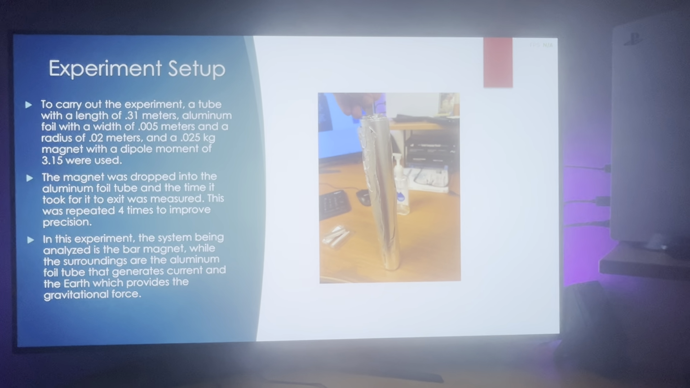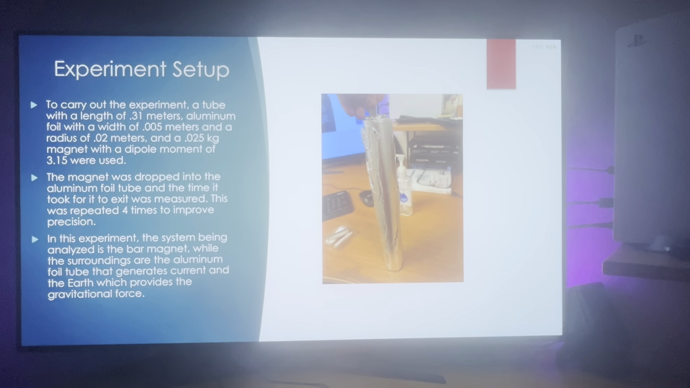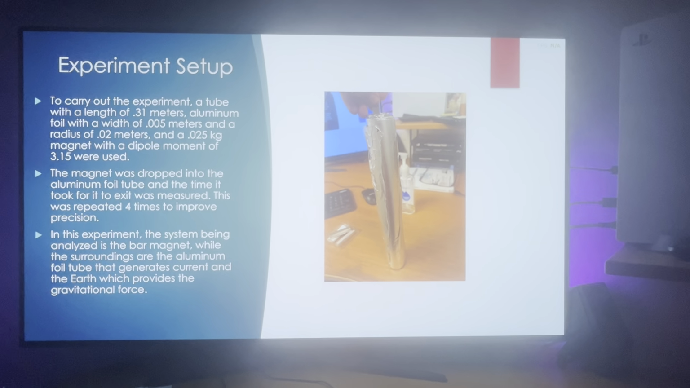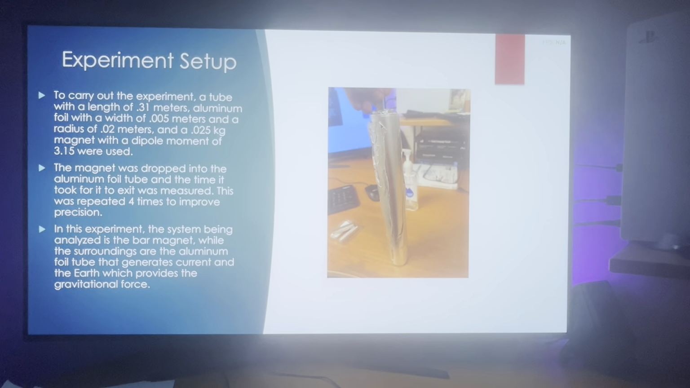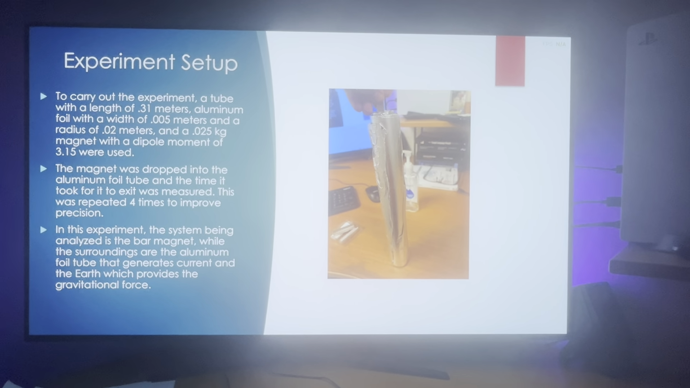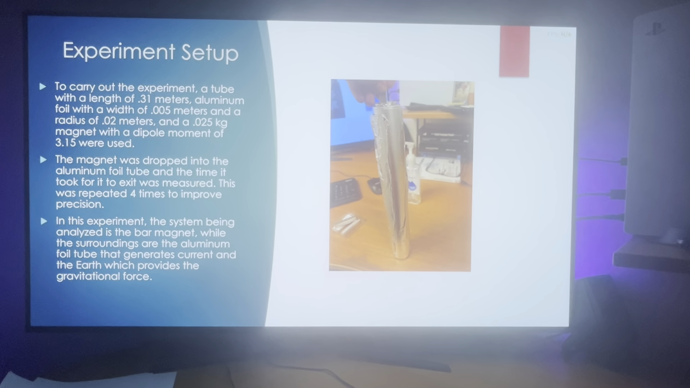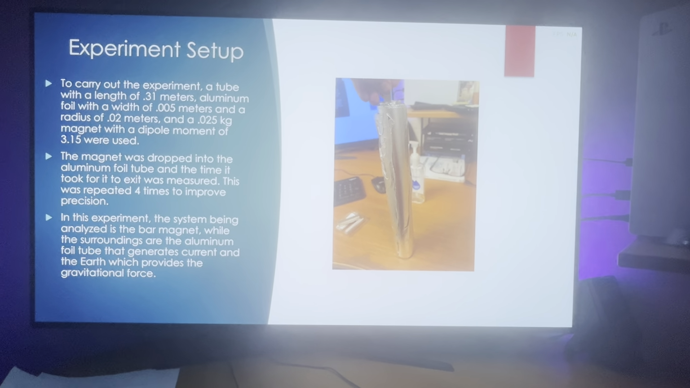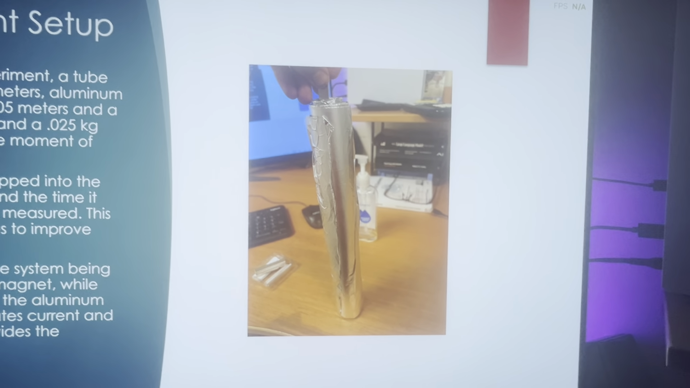To carry out this experiment, a tube with a length of 0.31 meters, aluminum foil with a width of 0.05 meters, and a radius of 0.02 meters, and a 0.025 kilogram magnet with a dipole moment calculated to be 3.15 were used. The magnet was dropped into the aluminum foil tube, and the time for it to exit was measured. This was repeated 4 more times to improve precision. In this experiment, the system being analyzed is the bar magnet, while the surroundings are the aluminum foil tube that generates current, and the earth, which provides the gravitational force. And so this is a picture of the experiment.